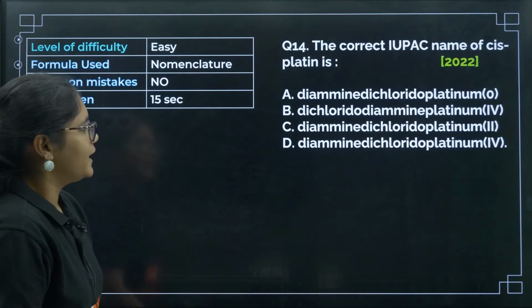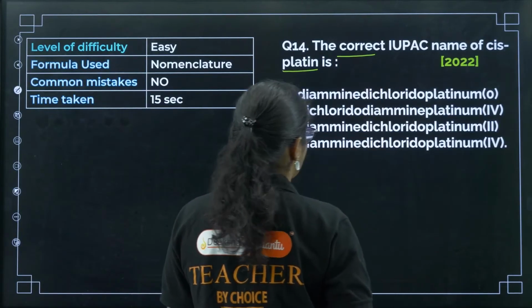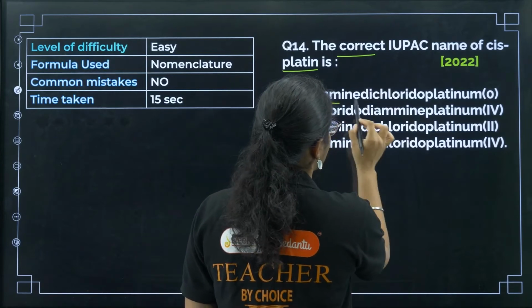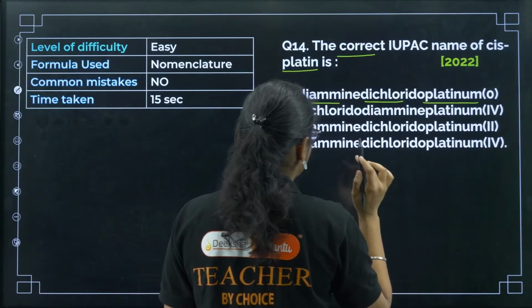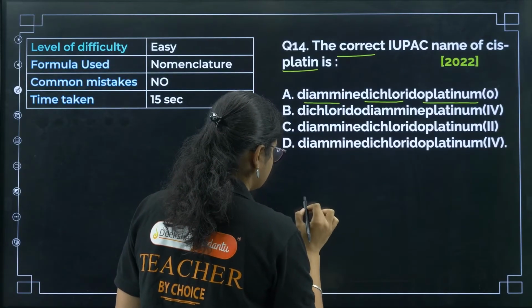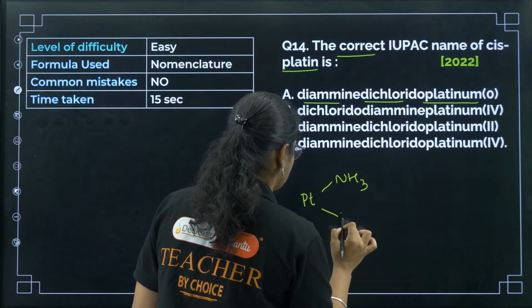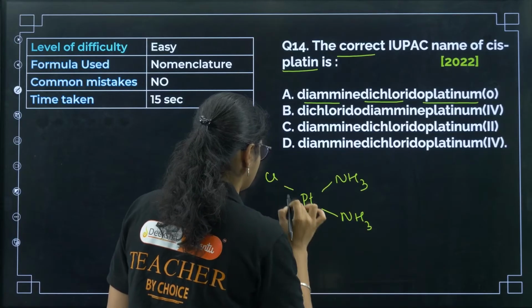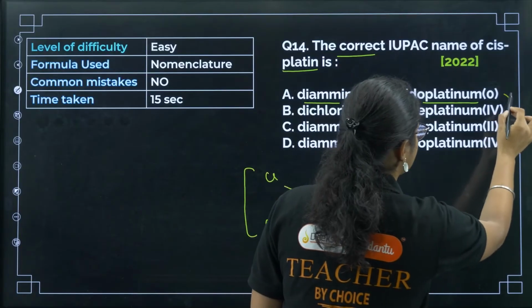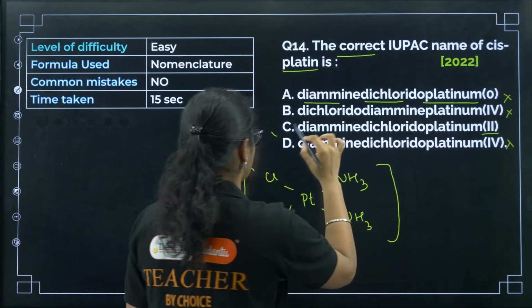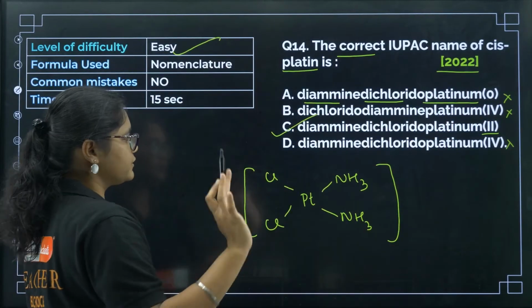Okay. Next question, the correct IUPAC name of cisplatin is. So if you remember, in cisplatin, first of all, diamine dichlorido platinum. So in cisplatin we have like this, Pt, we have NH3 and we have Cl, right? So that means the platinum charge here must be +2. So we can eliminate all these options. So that is why the correct answer will be option number C. This question was asked in 2022 and it was a super easy question.